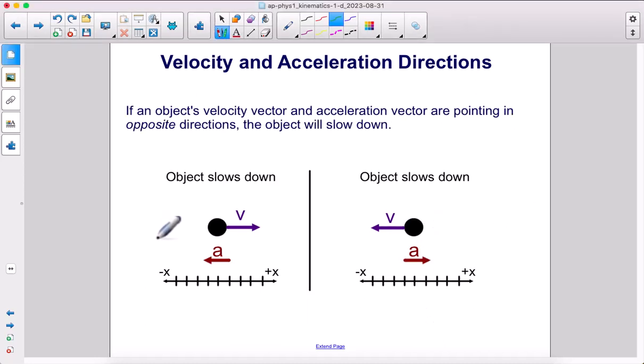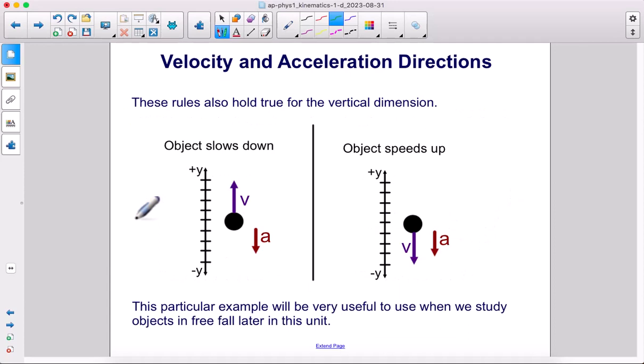If an object's velocity vector and acceleration vector are pointing in opposite directions, the object will slow down. So this object's moving in the positive direction, but it has an acceleration in the negative direction. It will slow down. And vice versa. This one over here is traveling in the negative direction, but it's accelerating to the right, which means it slows down. These rules also hold true for the vertical dimension.